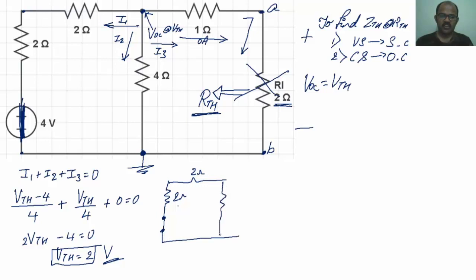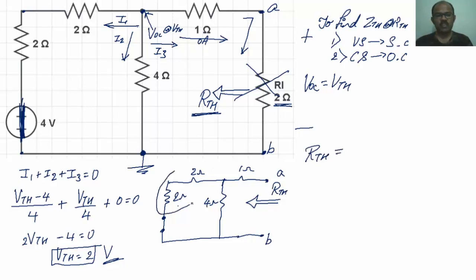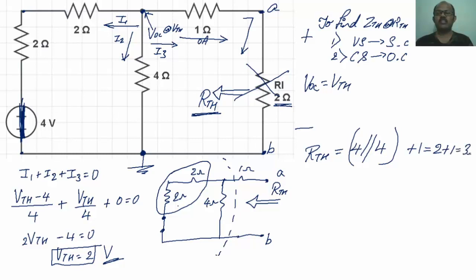The rest of the circuit has 4 ohms over here and 1 ohm over here. These are the terminals, A and B. Looking at this end, you have to calculate the value of RTH. How can I define RTH? RTH equals, this 2 ohms and 2 ohms are connected in series, so the equivalent value is 4 ohms, which is in parallel with 4 ohms. This entire block is in series with 1 ohm. So I get 2 plus 1, which equals 3 ohms.